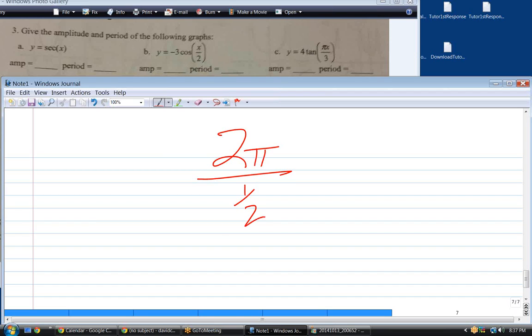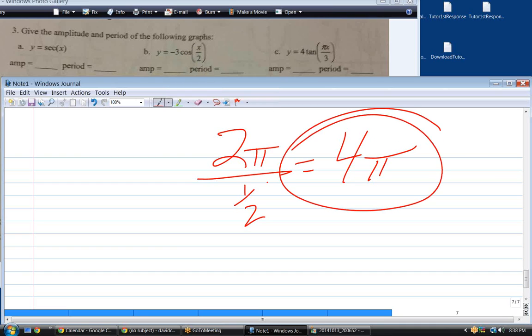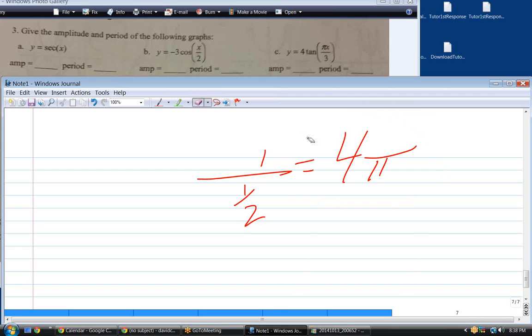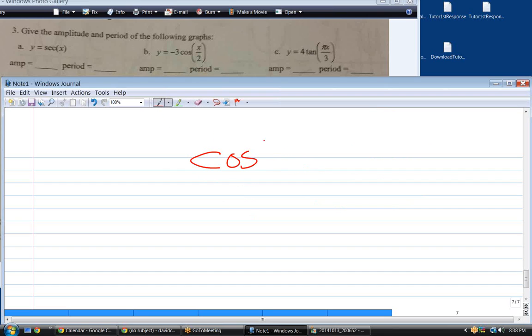Remember, b is 1/2. So then that would be 4 pi. Whenever the coefficient of x is less than 1, it has the effect of lengthening the period. If it's greater than 1, it has the effect of shortening the period. In other words, the period of that is pi, not 2 pi. Okay.